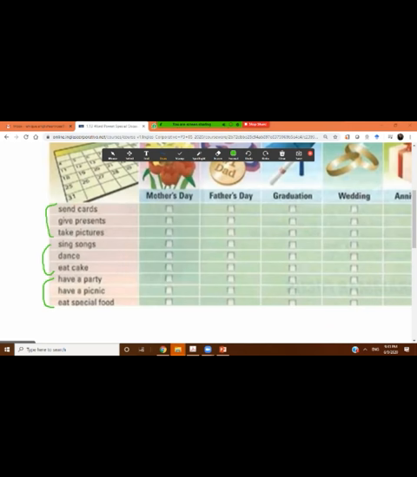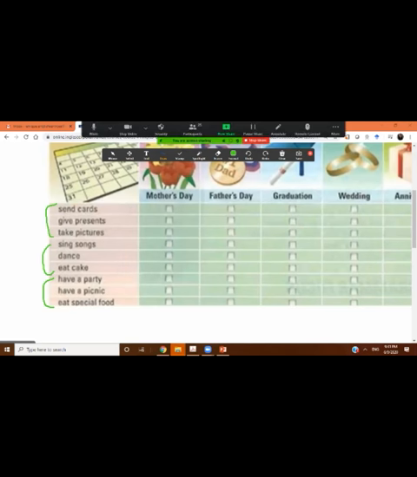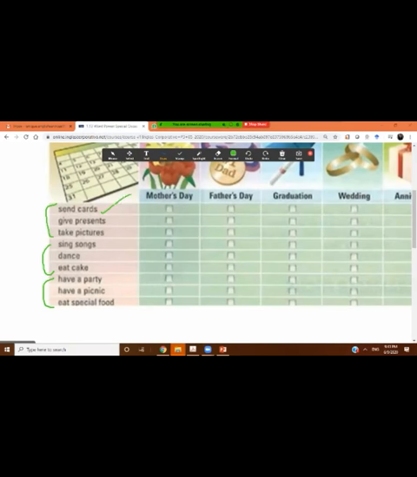Send cards. Send cards, okay. Give presents. Give presents, okay, very good. Take pictures. Take pictures, okay, very good. Estela: Sing songs. Sing songs, okay, very good. Dance. Dance, okay, nice. Next one. Eat cake, very good. And we finish here. Have a party. Have a party, okay. Have a picnic. Have a picnic, and? Eat special food. Eat special food, okay, very good. So this is the pronunciation.